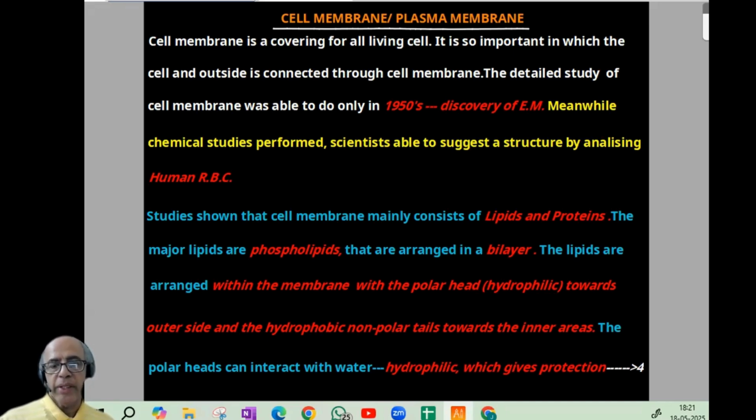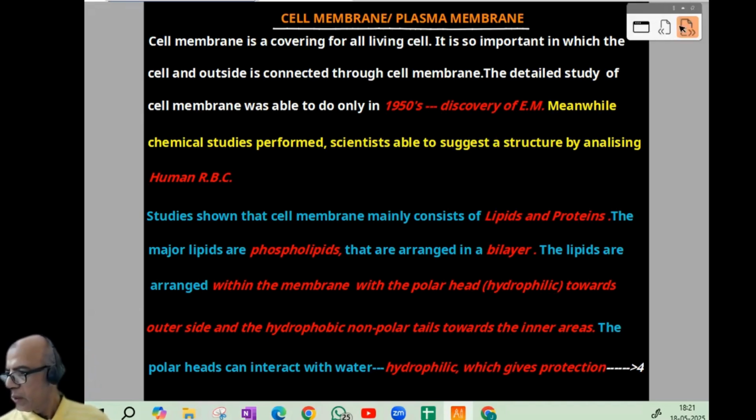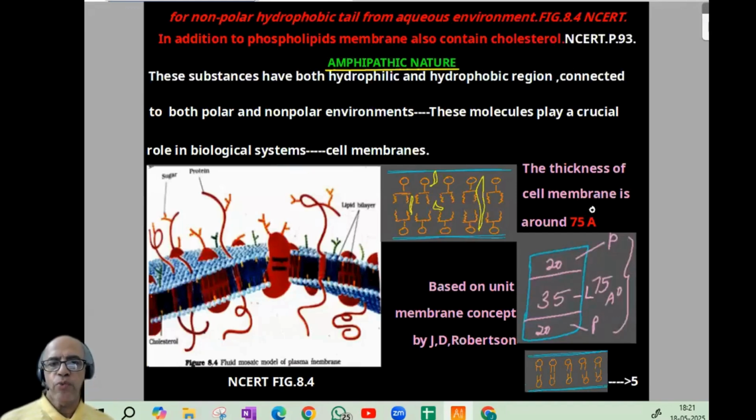Now, studies show that the cell membrane mainly consists of lipids and proteins. And the major lipid, as a question, is phospholipids, which are arranged in a bilayer manner. Lipids are arranged within the membrane with the polar head, hydrophilic, water-loving, towards the outer side, and the hydrophobic, water-hating, non-polar tail towards the inner areas. The polar heads can interact with water, that is hydrophilic, which gives protection for the non-polar hydrophobic tail from the aqueous environment. Figure 8.4 NCERT. In addition to phospholipids, the membrane also contains cholesterol.